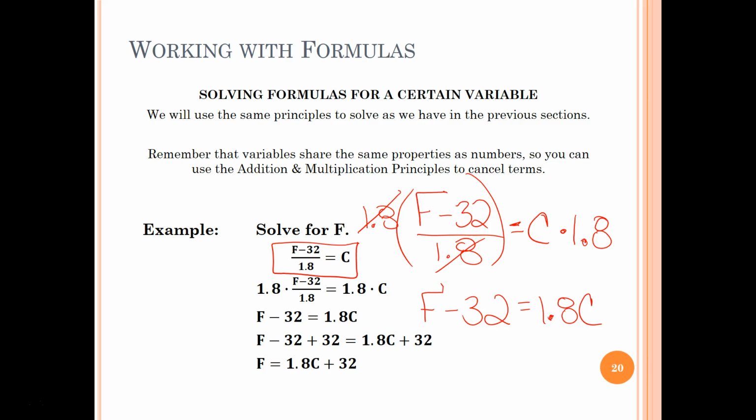Now the last step to get F completely by itself is to add 32 to both sides to get rid of the fact that 32 is being subtracted from F. Notice what will happen is these guys will cancel on the left, and we'll be left with F equals 1.8C plus 32.